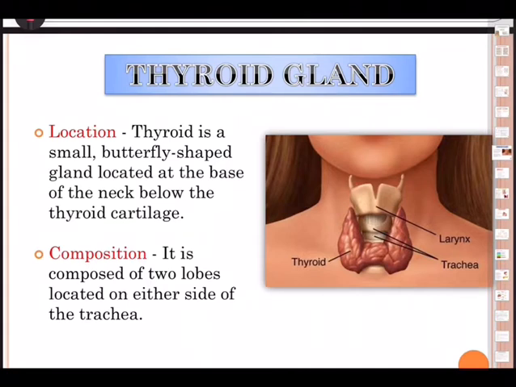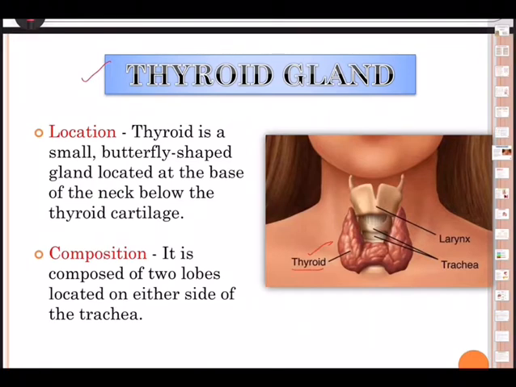Of course, we have entered into the last chapter, as you all recollect, chapter number 22, chemical coordination and integration. As part of that, we were talking about various endocrine glands present in our body, what hormones they secrete, and what the functions of these hormones are. Today we are going to talk about another important gland called the thyroid gland.